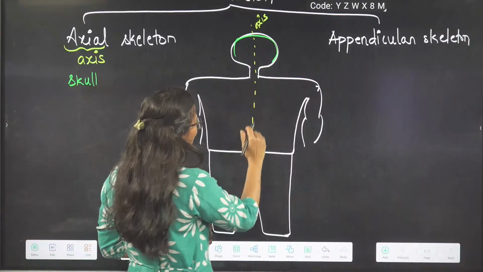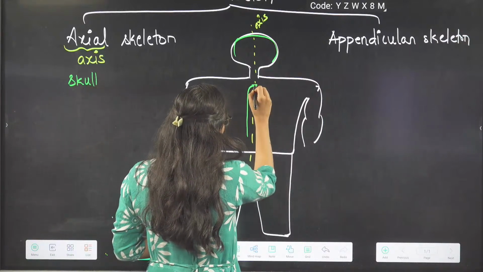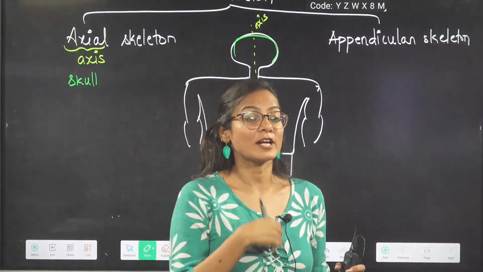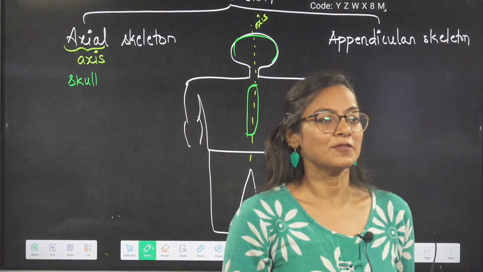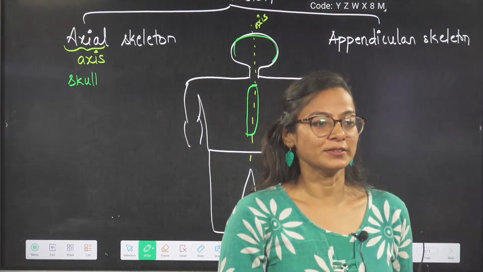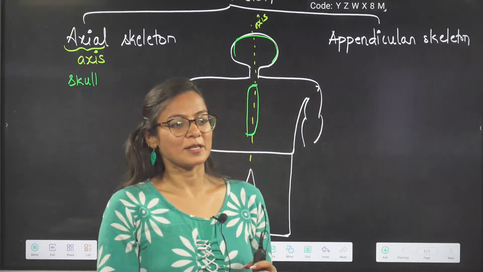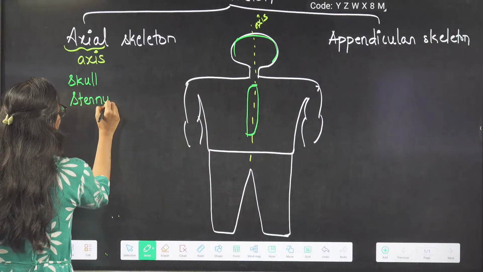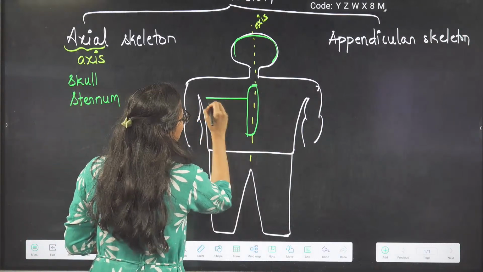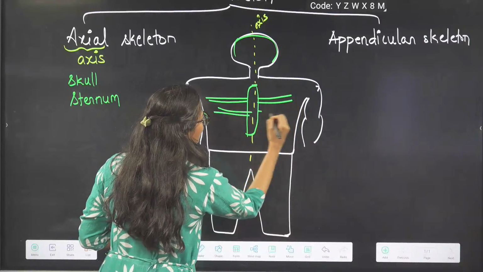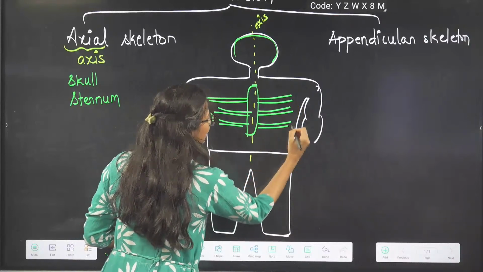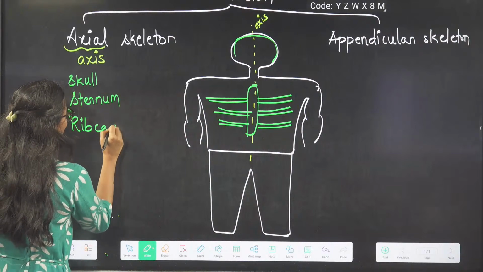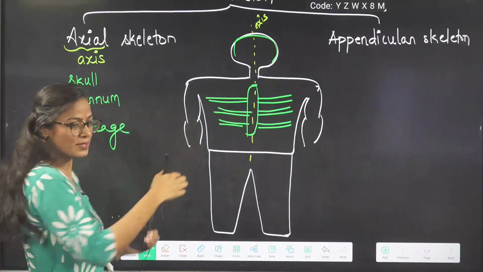Now come to the lower portion over here. Here, we have a bone in between. Can you tell me what that flat bone in between is? No, it's not septum. Yes, very good. It is sternum. To this sternum only you have the ribs attached. So can we say the rib cage is also a part of the axial skeleton? Yes, because it is attached to the sternum only.